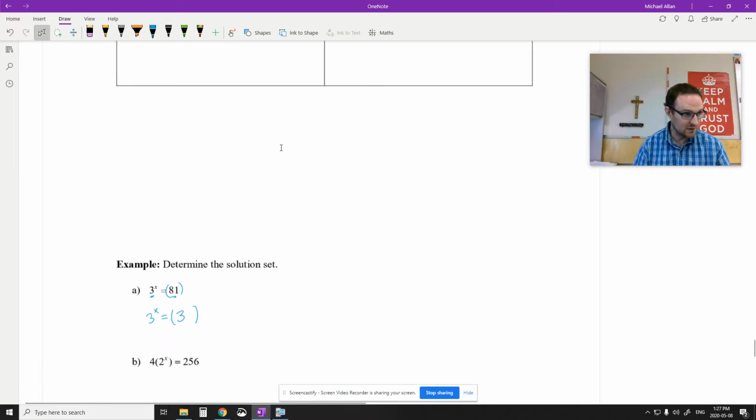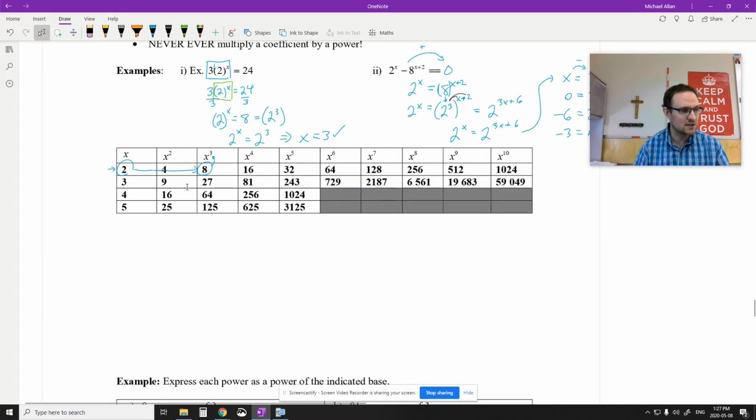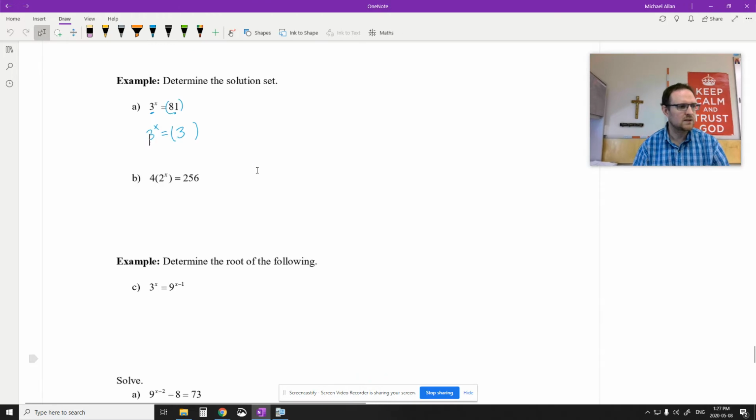So we already had this one before. 81 in base 3 is 3 to the power 4. You can just go back to that chart. 3 to the power 4 is 81. Yep. Okay, so this is base 3 to the power 4, and since the bases are the same, I can drop the bases and say x is equal to 4.